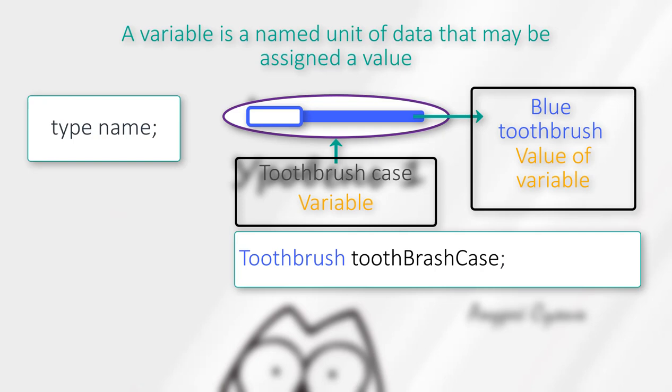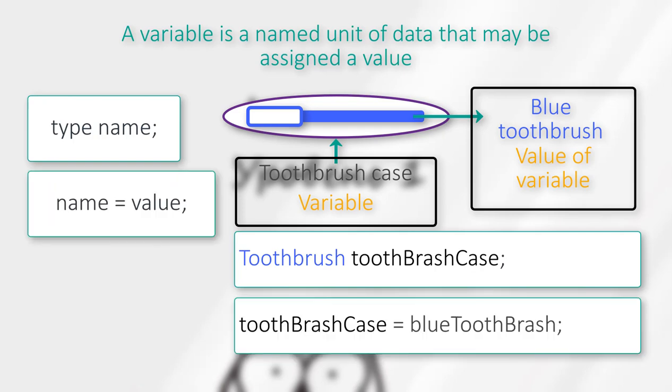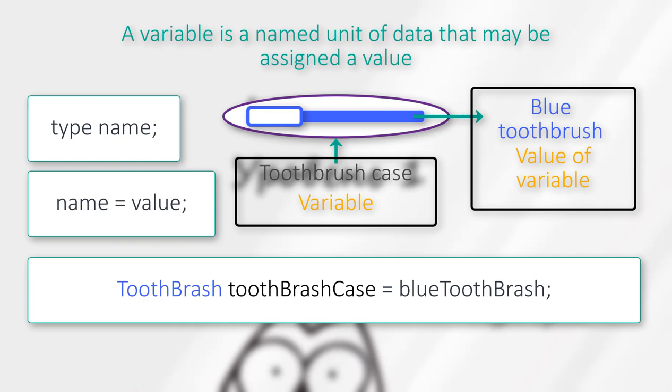Once we have declared the variable, we can assign it some value. We must use the equals sign for that. Toothbrush case equals blue toothbrush semicolon. Similarly, we can assign a value to a variable immediately after it was declared. Toothbrush case equals blue toothbrush.